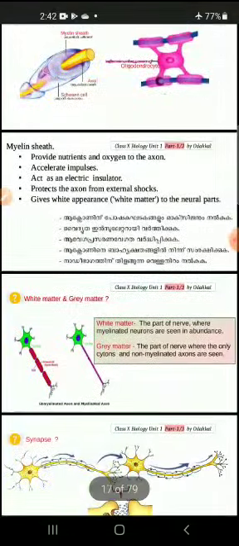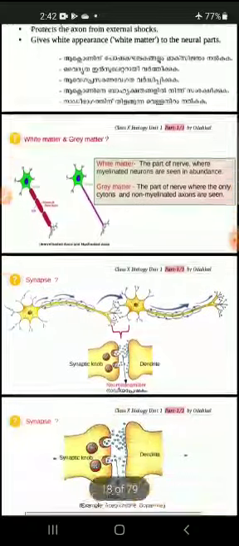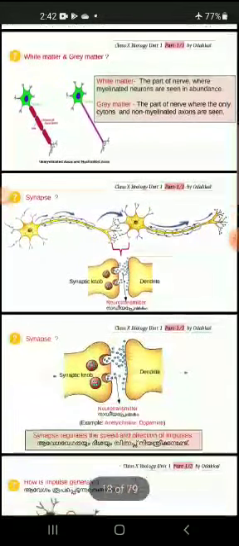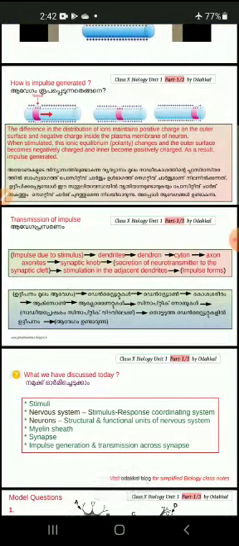So in today's class we discussed the other 3 main functions of the myelin sheath, and also the impulse transmission along a neuron, not between neurons. We discussed only the impulse transmission along a neuron.